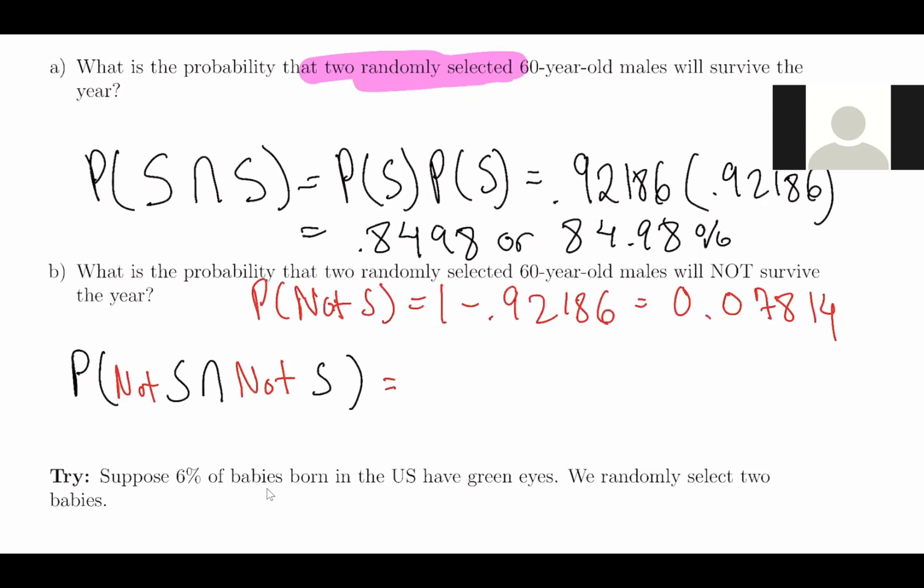So you want to make sure that you subtract that. You first want to subtract it from 1. So you do 1 minus that, and you get 0.07814. So now I know the probability that they won't survive. In this scenario, we want both of them not to survive.